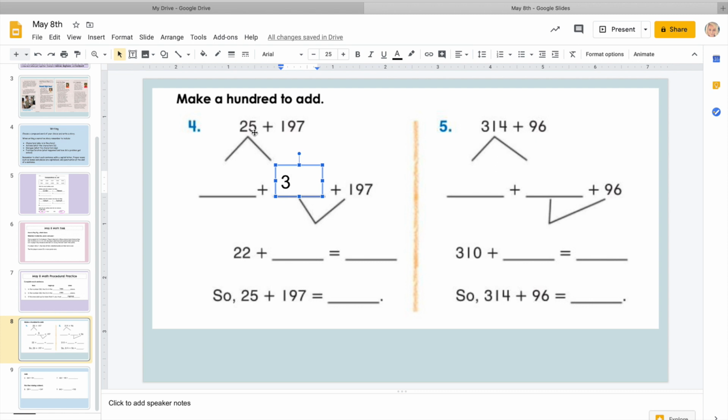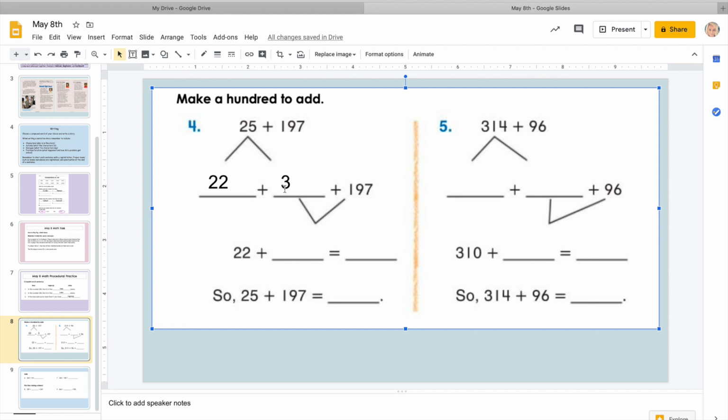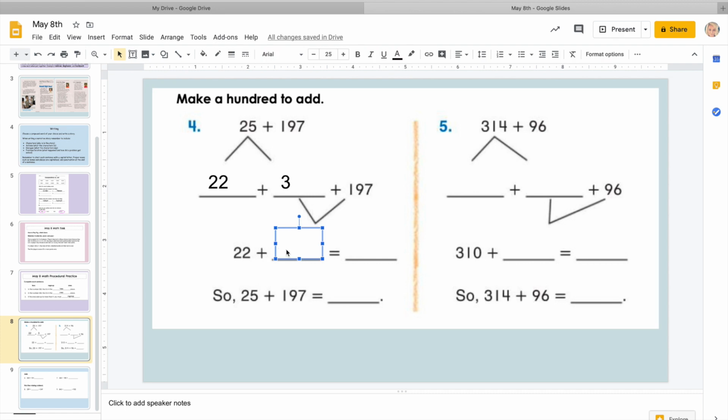And then we're taking that 3 away from 25. So if we take 3 away from 25 and we count back, 25, 24, 23, 22, we know that leaves us with 22 left. Now we're going to add that 3 to 197, that makes 200. Our 22 is already brought down there for us. So we are going to plug in 200 there.